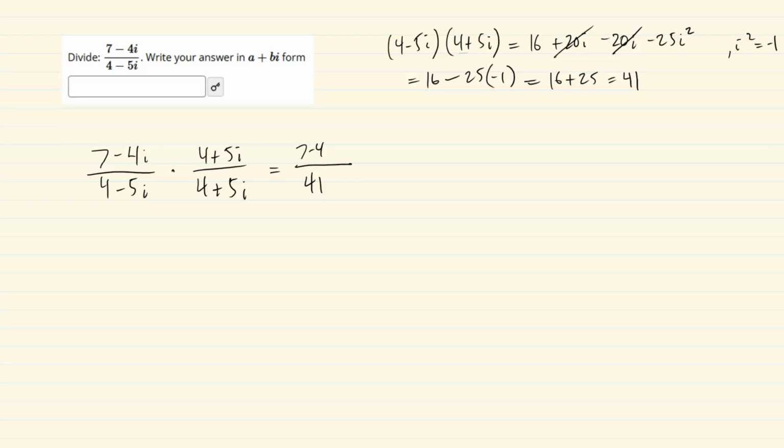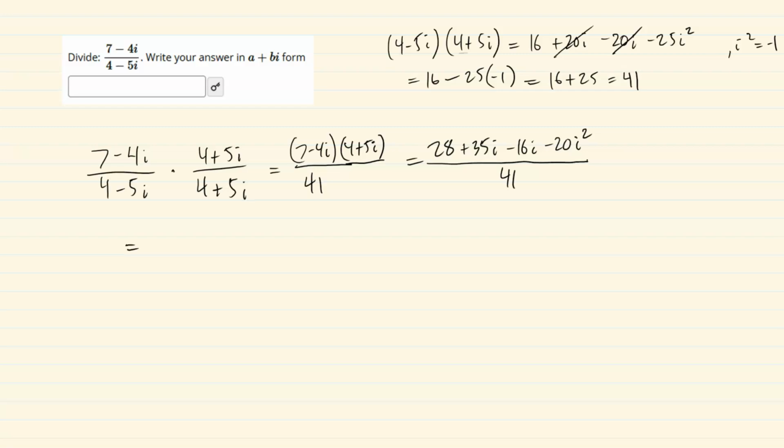So 7 minus 4i times 4 plus 5i. Multiplying this out, we would get 7 times 4 is 28. 7 times 5i, both positive, so that would be plus 35i. Negative 4i times 4 is negative 16i. Negative 4i times positive 5i is negative 20i squared. Remember, i squared is negative 1. Remember that when we do this next step.